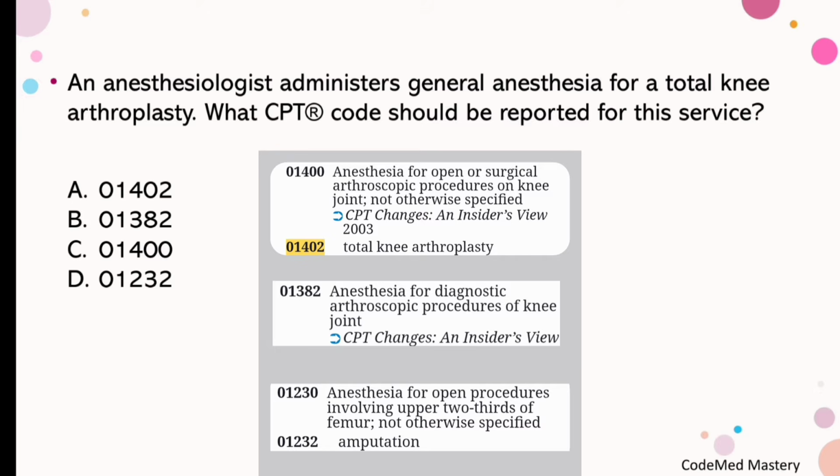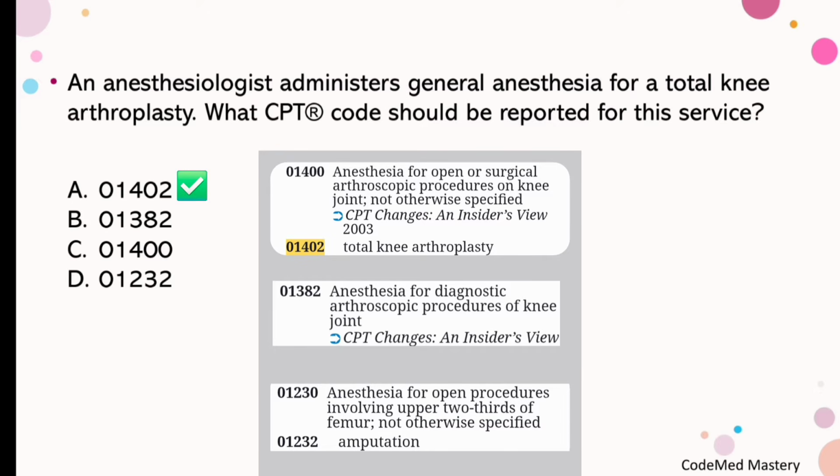And option D 01232 is for anesthesia for open procedures involving upper 2/3 of femur amputation. Now let us read the question. An anesthesiologist administers general anesthesia for a total knee arthroplasty. So here they have mentioned total knee arthroplasty. What CPT code should be reported for this service? So which among these four codes is correct? The correct answer is option A 01402 because it represents total knee arthroplasty.